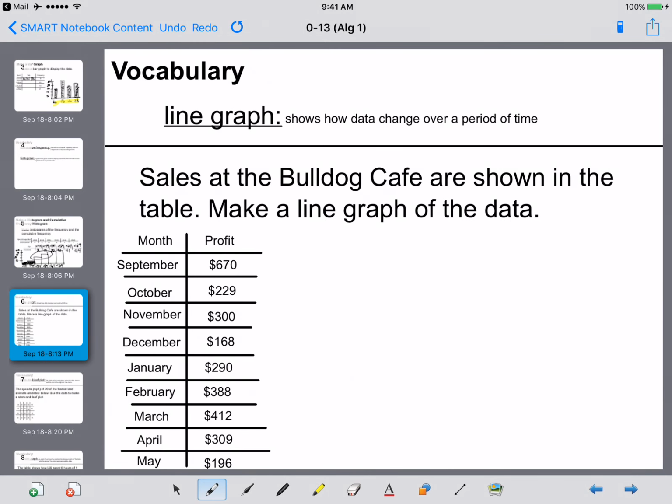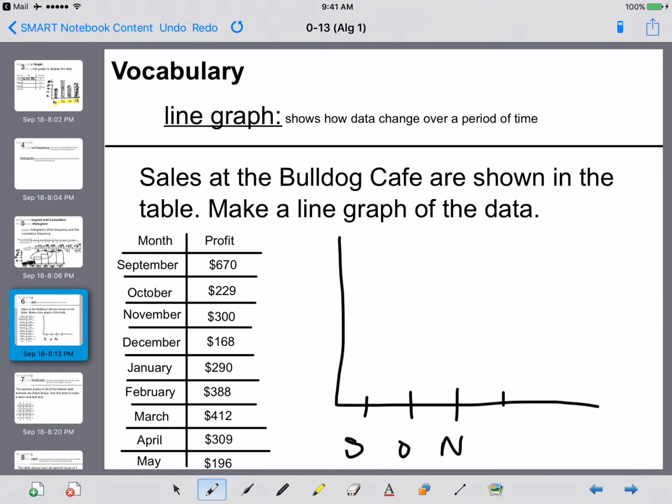So now a line graph shows how data changes over a period of time. So we want to make a line graph of our data here for the Bulldog Cafe. On your graph paper you've got September, October, November, December, January, February. I'm just going to go up to February because that's all I have room for. And then you've got your money over here: 100, 200, 300. And yours should look way nicer.